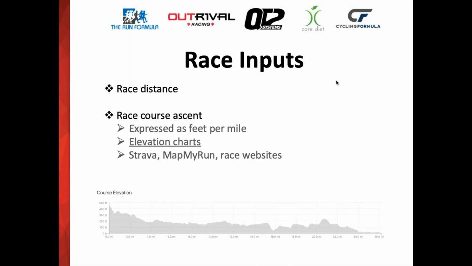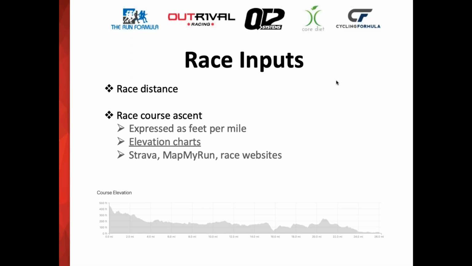And then finally, we have some race inputs. So we need to know the race distance. That's fairly self-explanatory. How far is the race that you're wanting to use the calculator for? And then the other big factor is race course ascent.